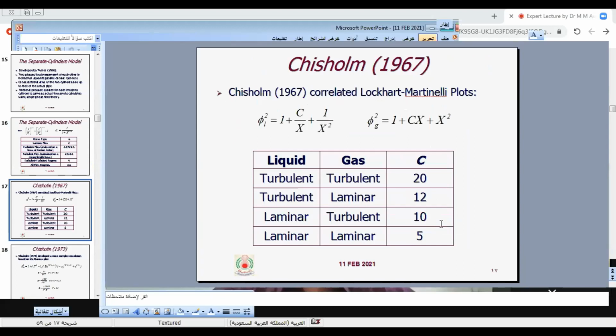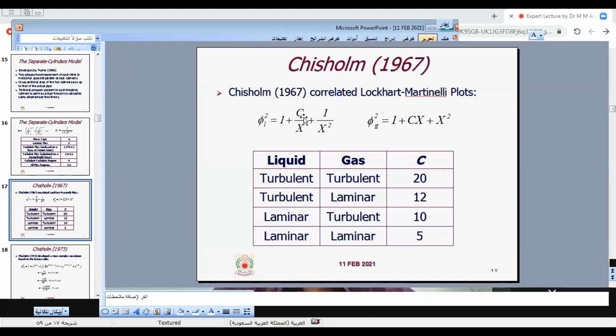The model that was introduced in 1949 by Lockhart and Martinelli, the graph that I showed a few minutes before, Chisholm in 1967 tried to use computer modeling to express this graph in the form of an equation. His equation consists of 3 terms, and the only unknown parameter is capital C.